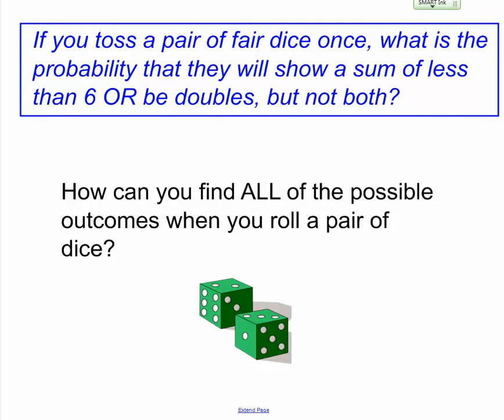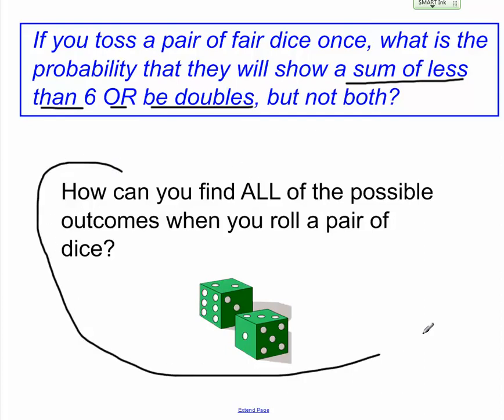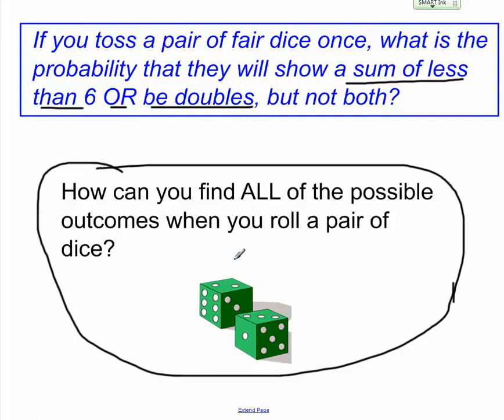Okay, here was a new one that you do with your table group. If I toss a pair of fair dice once, what's the probability they'll show a sum of less than 6 or be doubles but not both? And so my first question to you today was, how can you possibly find all the possible sums, which are outcomes in this case, when you roll a pair of dice?